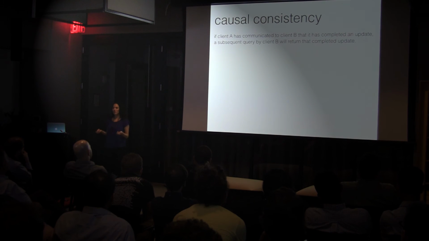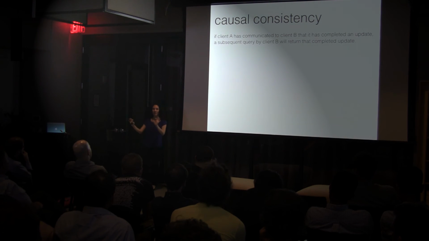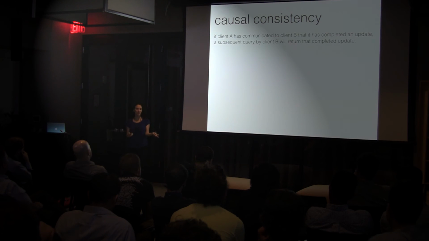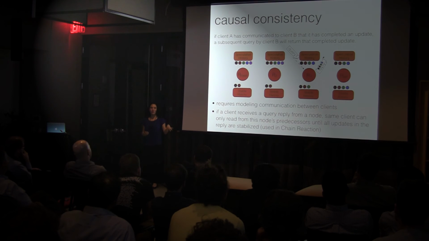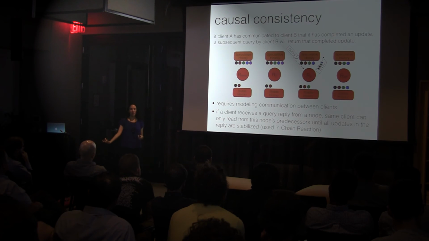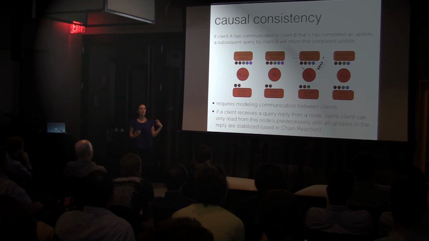So then we have causal consistency. This was introduced in chain reaction. The main idea is we have two different clients, and they have operations that causally depend on each other. Then we have to do a reordering of how things are read. So this actually requires you to model communication between clients. So it's not really a chain replication thing that you could implement in the protocol, as opposed to just replying from stable or speculative histories.